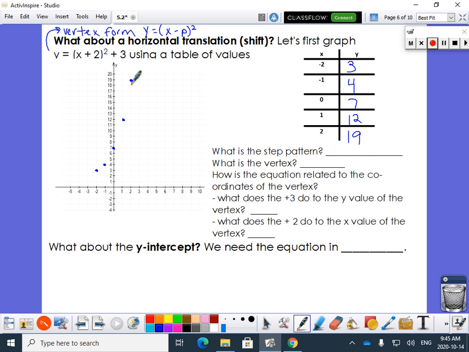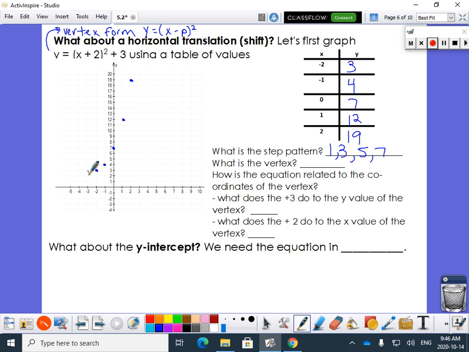Step pattern. So what's the step pattern? So in this case, this is still our A value out front. So what's our A value? 1. So what's our step pattern when our A value is 1? Our basic step pattern. Good job. So we're going to use that now.